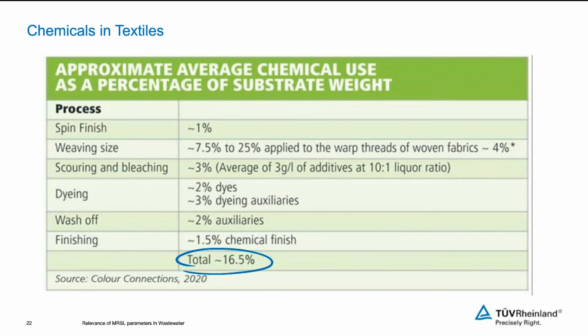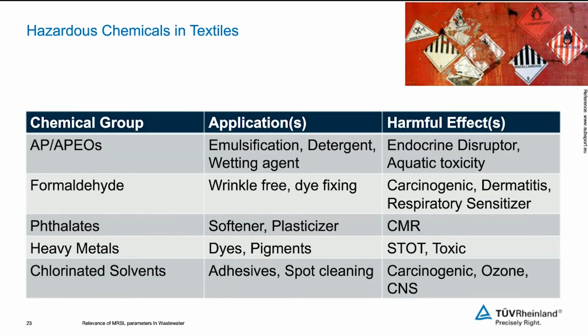Here we discuss hazardous chemicals which are used in textiles, their applications and their harmful effects. APOs are used as an emulsifying agent, detergent, weighting agent, even as a degumming agent for silk. They have acute toxicity. Formaldehyde is used as an easy care finish and dye fixation agent, and its harmful effects are that it is carcinogenic and causes respiratory issues.